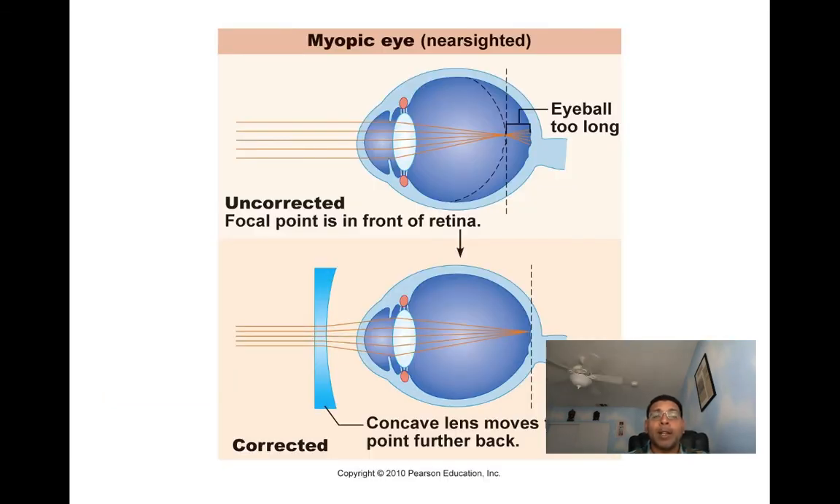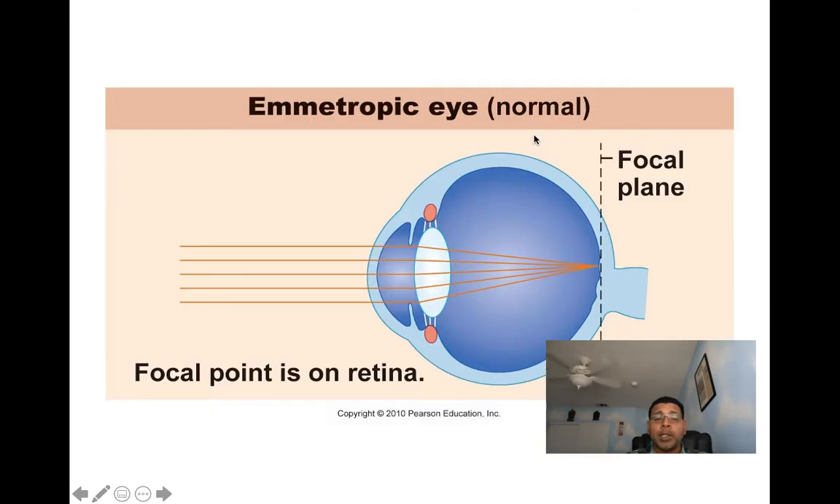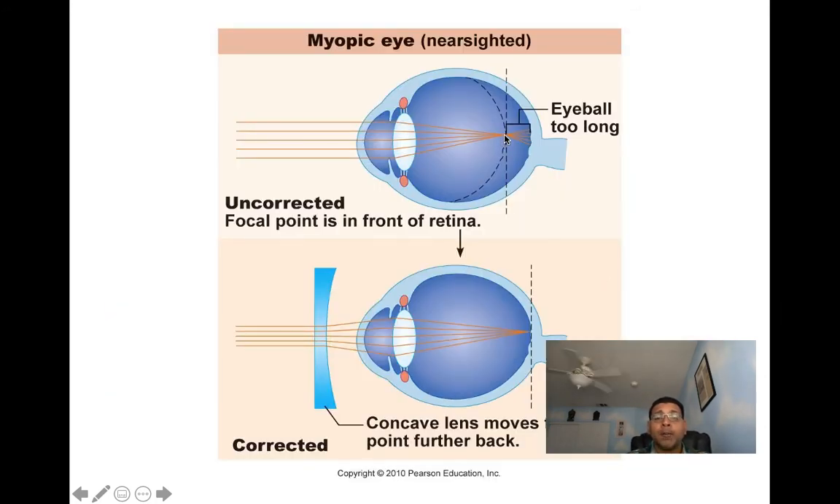First let's check out myopia. Here we've got a myopic eye, or what we call nearsightedness. This occurs when distant objects focus in front of the retina, rather than on it. So here we saw we had to have the focal point on the retina. But here you can see in the myopic eye, the focal point is found in front of the retina. These individuals cannot see distant objects. Myopia results from an eyeball that is too long, or if the cornea has too much curvature.